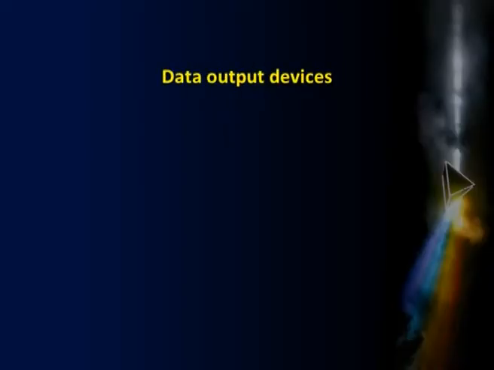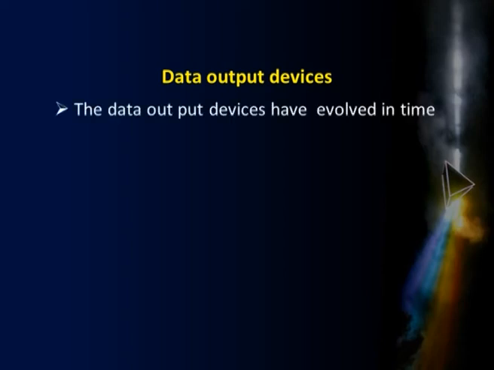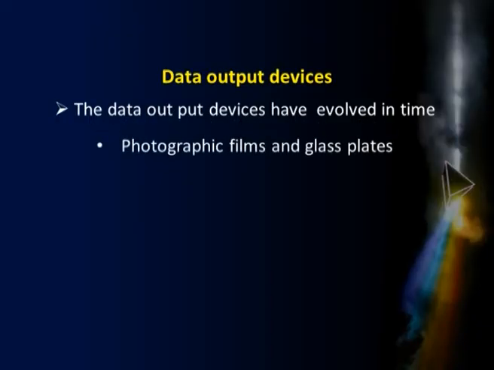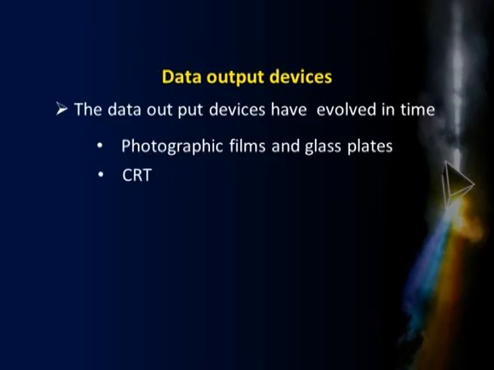Now, as regards data output devices, they have been evolving with time. To begin with, probably our eye is one of the most commonly used detectors, because that is what we are gifted with. But in terms of instrumentation, if you go back in time, when spectrometry came into being, we were using photographic films or glass plates to take the output. Then thereafter we started using CRTs, cathode ray tubes. So, you had oscilloscopes, where you could see the signal.